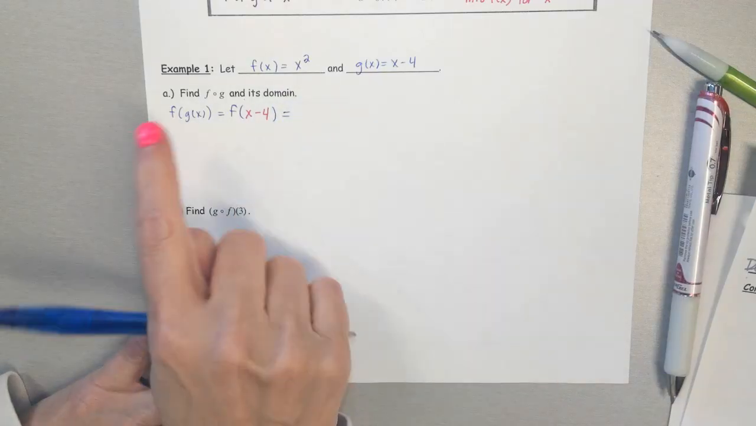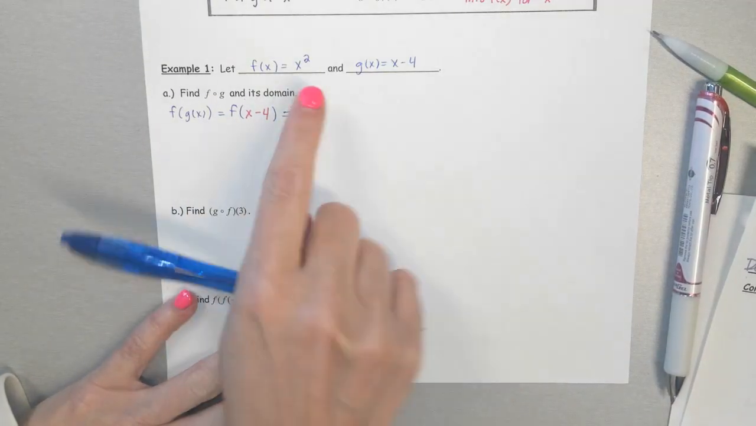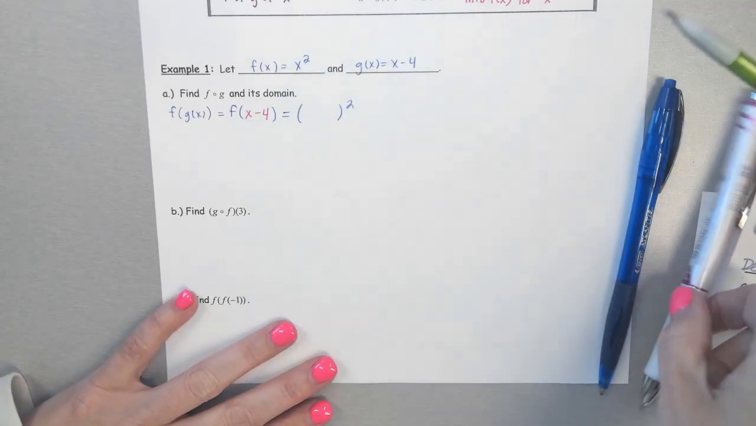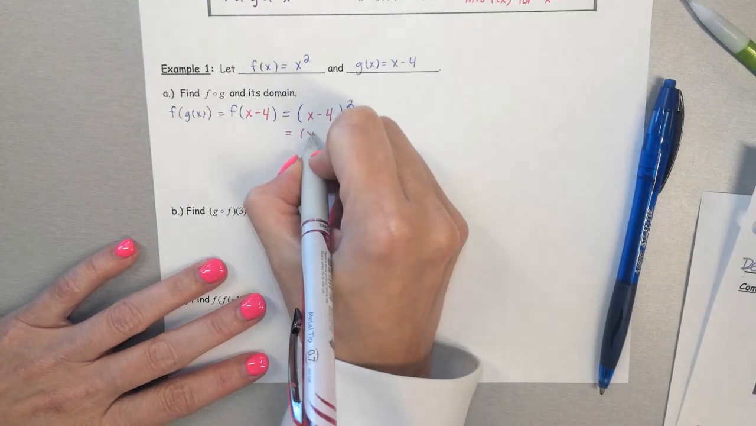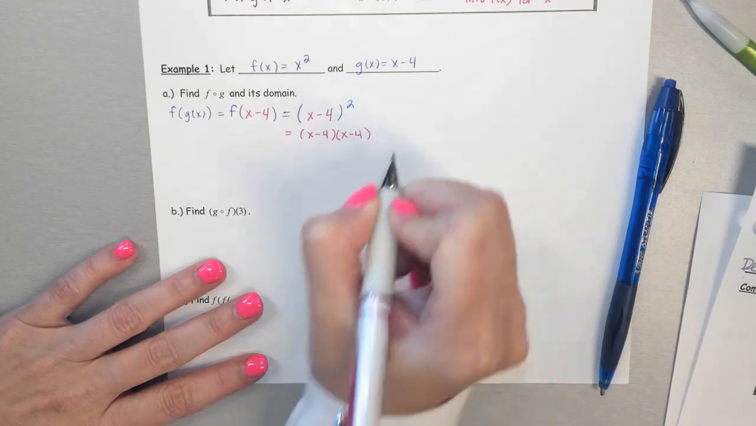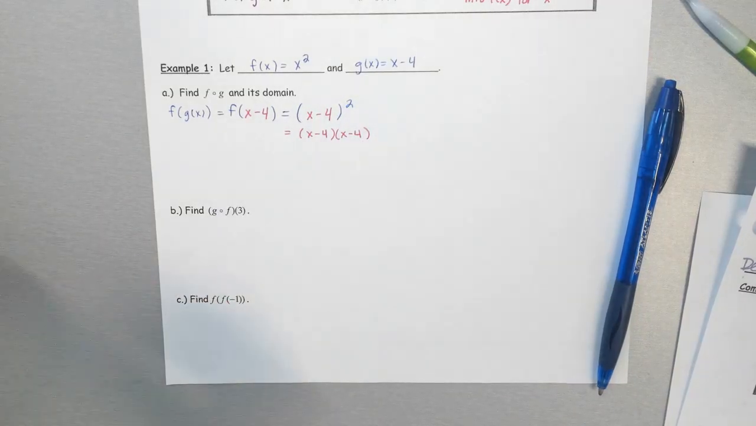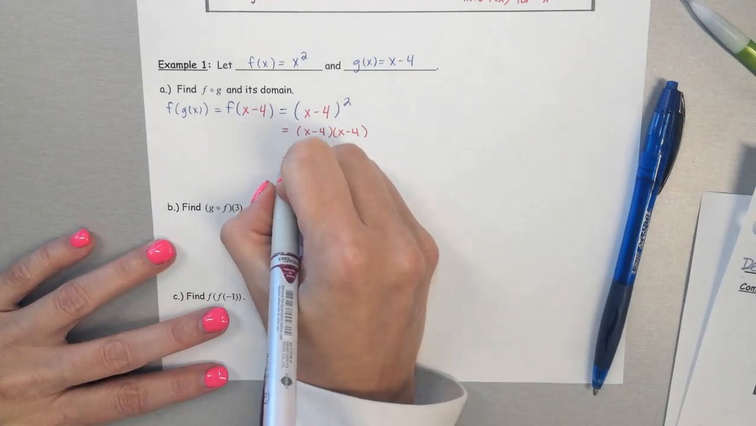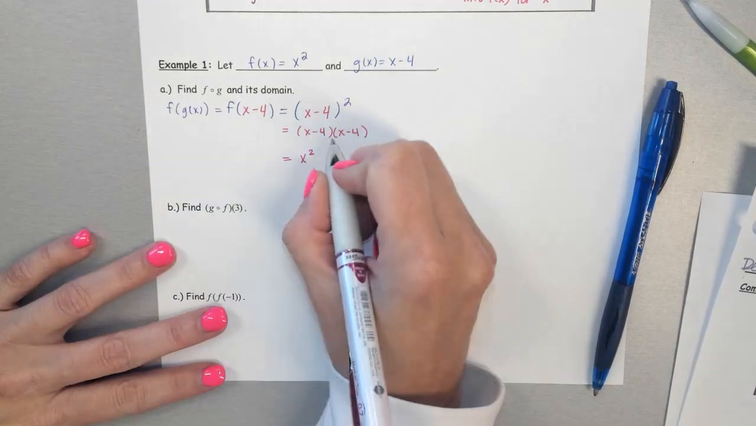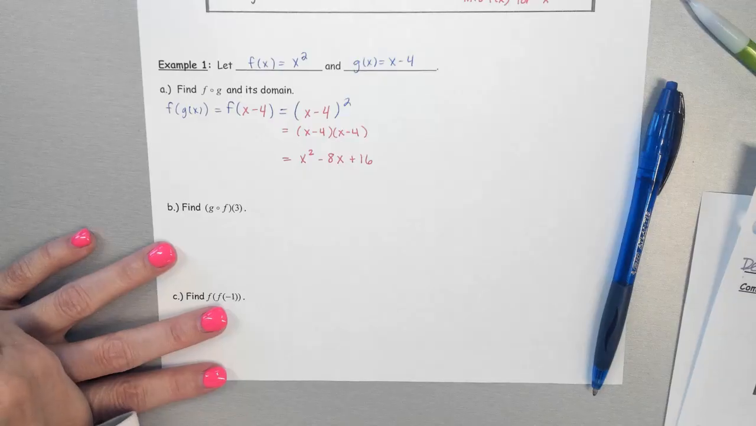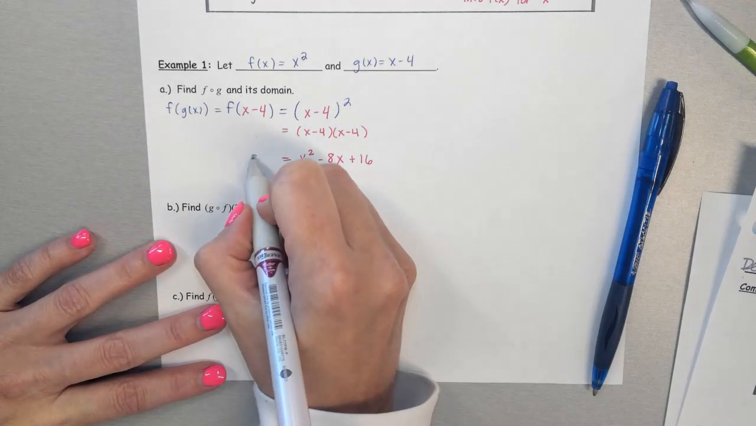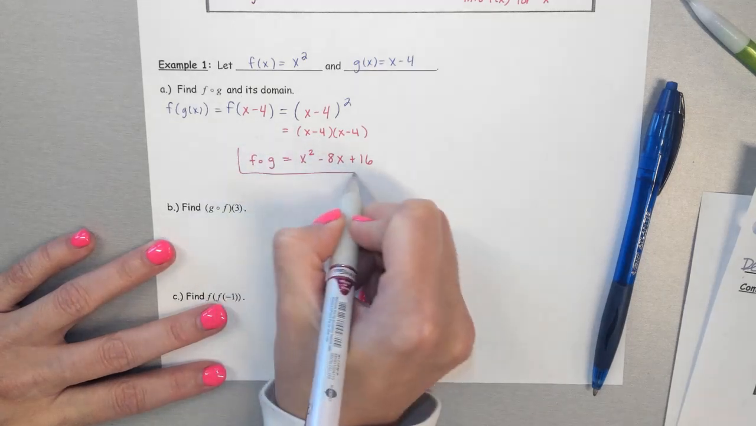What I like to do is take whatever's on the outside, this f of x, and if it's x squared, I know I just have to substitute x minus 4 in for x, and then I'm going to use algebra to simplify. Remember that x minus 4 squared really means x minus 4 times x minus 4. So you aren't going to just square each term, you do have to FOIL that out. So x times x is x squared, negative 4x and negative 4x is negative 8x, and then negative 4 times negative 4 is positive 16. So this is your f of g.